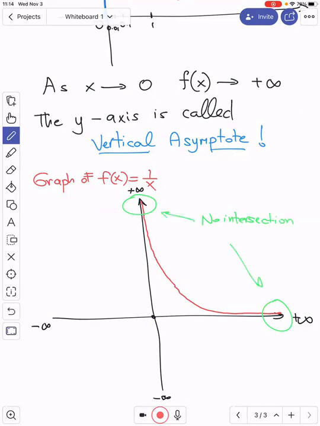Now for the negative values, the same thing. Here, I'm going to get as close as I want to my x-axis, but I won't touch the x-axis. And the same thing here, I'm going to get as close as I want to the y-axis, but I don't touch the y-axis. So here, the same thing. There is no intersection.